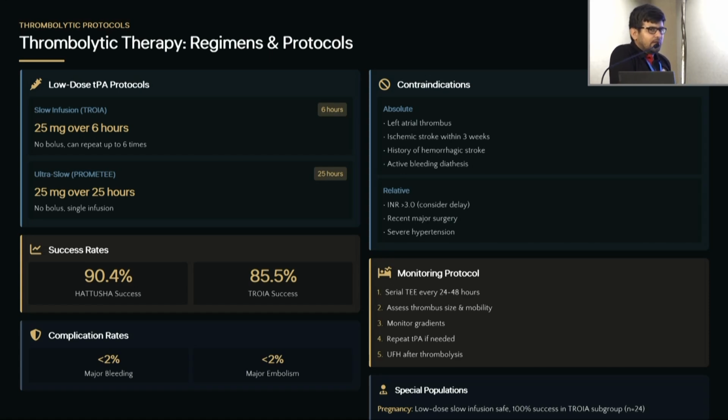Once you lyse the patient, we have to start the patient on heparin for 24 to 48 hours, and we have to maintain a PT-INR of 2.5 to 3. We are going to do serial transesophageal or transthoracic echo and assess whether the size post lysis has been reduced or not, monitor the different gradings by transthoracic echo, repeat TPA if needed, and as I said before, start the patient on heparin post lysis.